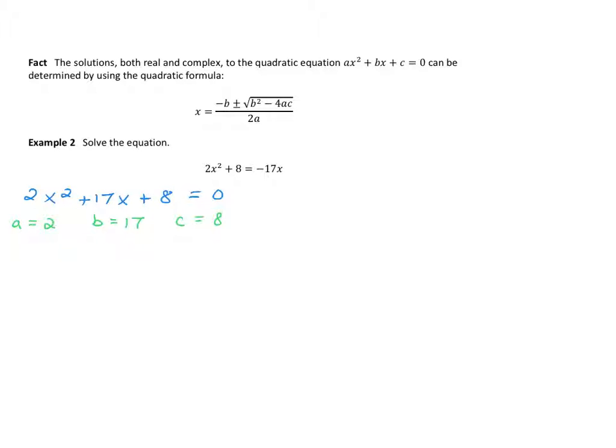Once you have all of this, you can simply go to the quadratic formula. Any place you see an a, you'll put a 2. If you see a b, you'll put a 17. And if you see a c, you'll put an 8.